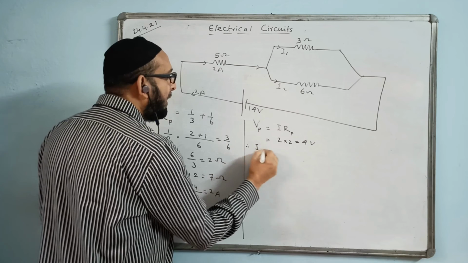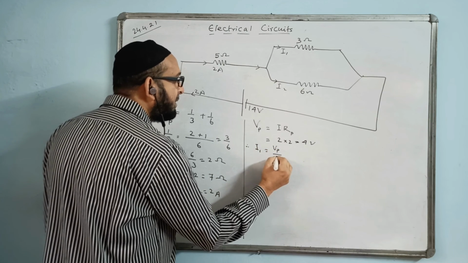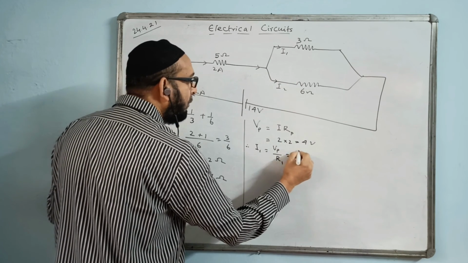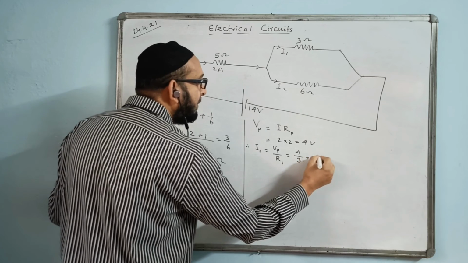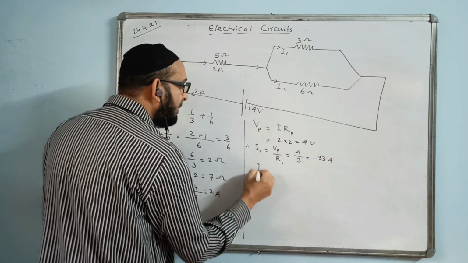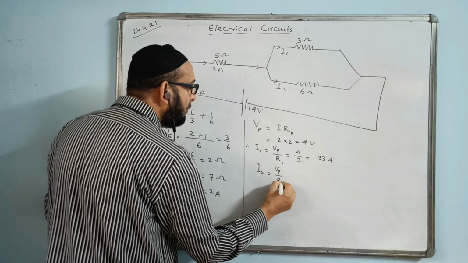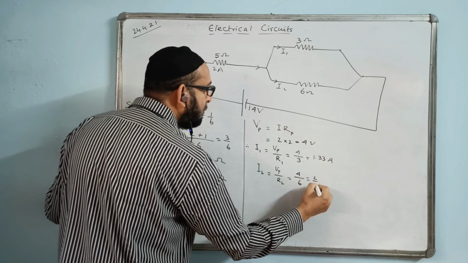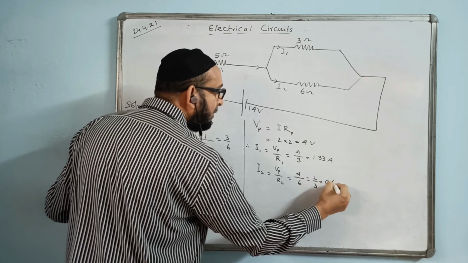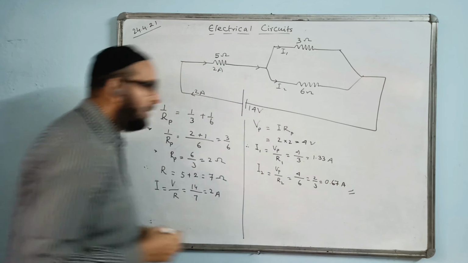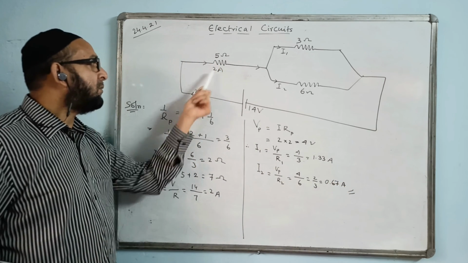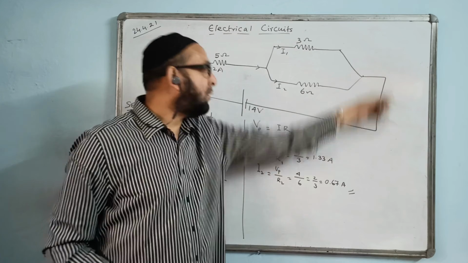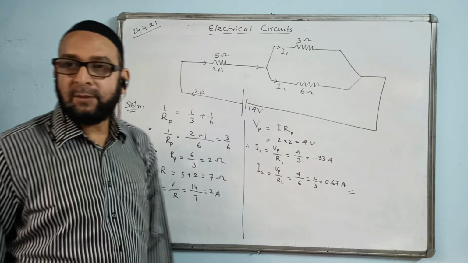Now I find I1. The I1 formula is Vp divided by the particular resistance, suppose R1. So Vp is 4 divided by R1, which is 3, and the answer is 1.33 ampere. Similarly, we find I2, Vp by R2, that means 4 divided by 6. It comes 2 by 3, 0.666, rounded off 0.67 ampere. When you add the two currents, the total comes out to 2 ampere, because these two currents join together again.